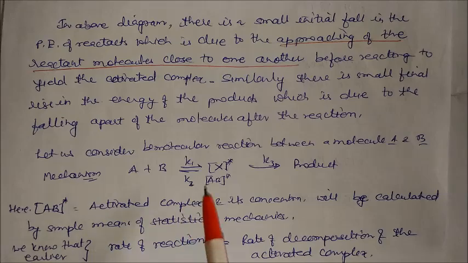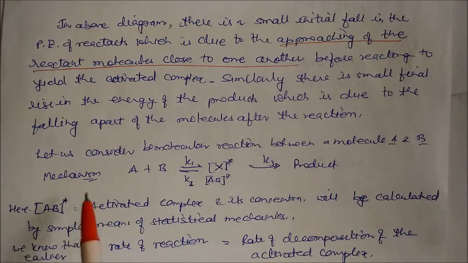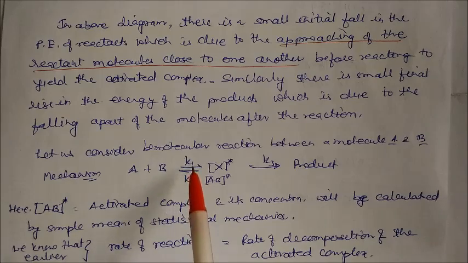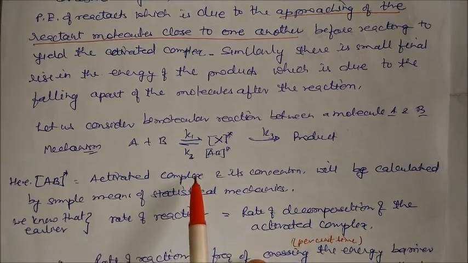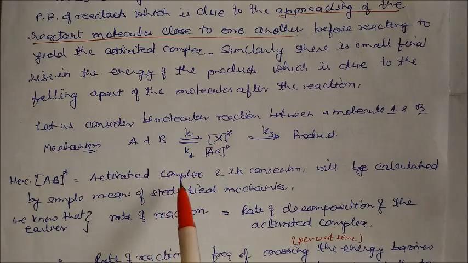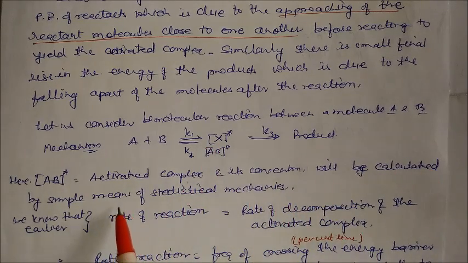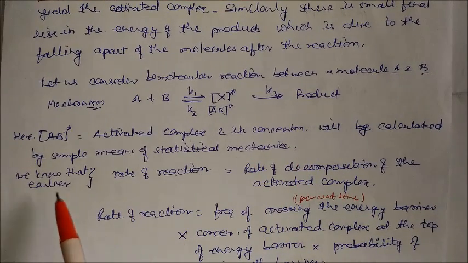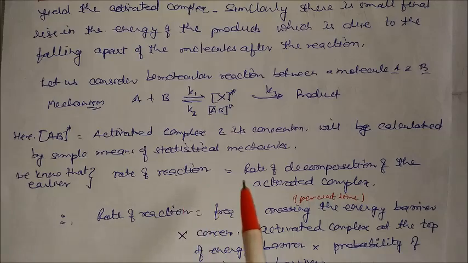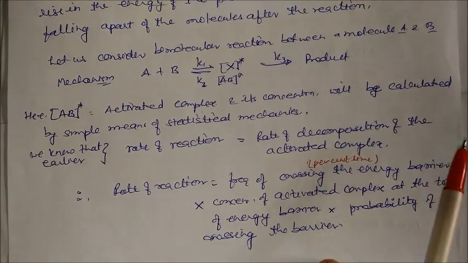Let us consider a bimolecular reaction between a molecule A and B. So let us see the mechanism. A plus B, already we have seen, goes with K1 and K2 to give AB, the activated complex, and then the product. Its concentration will be calculated by means of simple statistical mechanics. We know earlier that the rate of reaction is nothing but the rate of decomposition of the activated complex. We already studied this in the starting lectures.